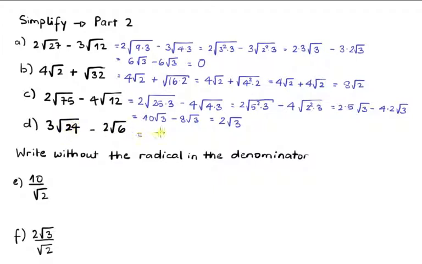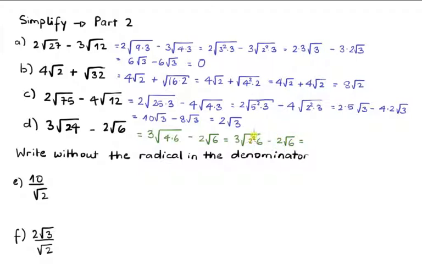So instead of writing root 24, I'm going to write square root of 4 times 6 minus 2 square root of 6. Nothing much I can do there, because there's no way I can break 6 down any further and express it as a product of perfect square factors. So this stays. I know 4 is 2 squared, so I have 3 square root of 2 squared times 6 minus 2 square root of 6.